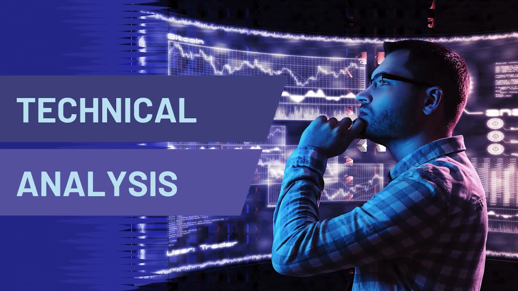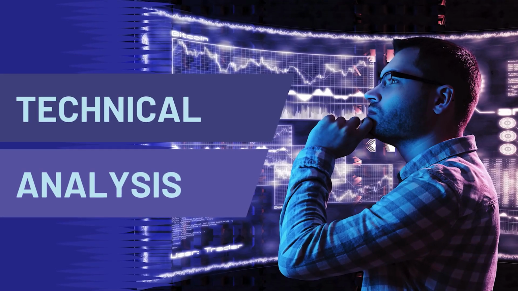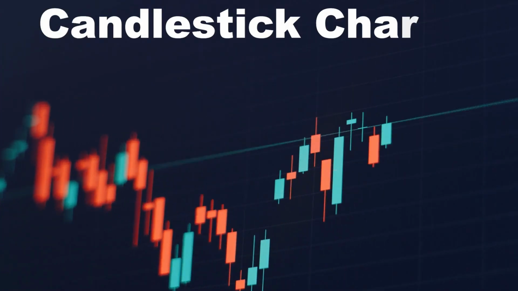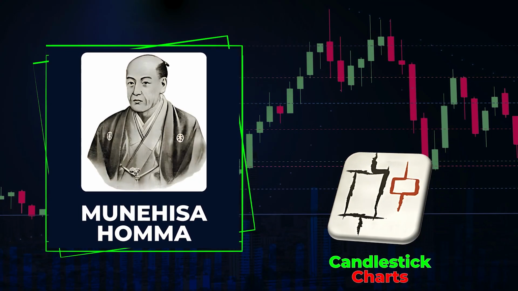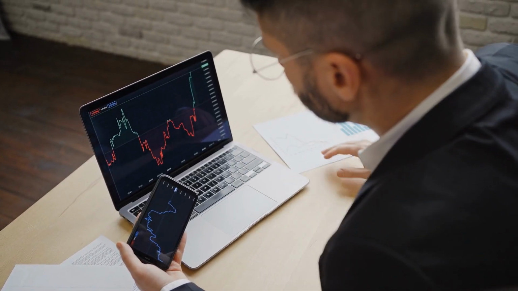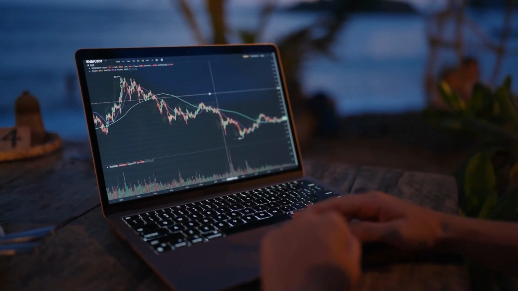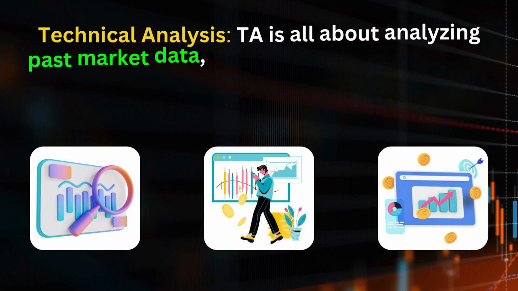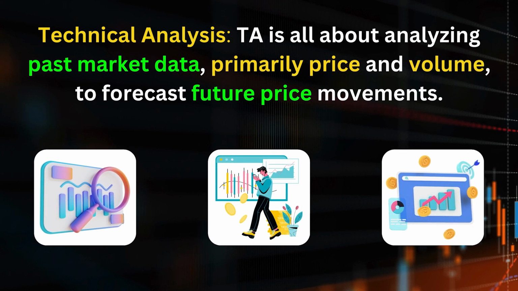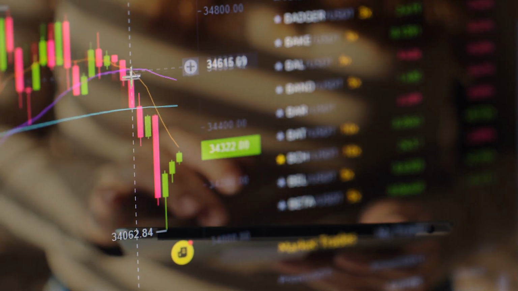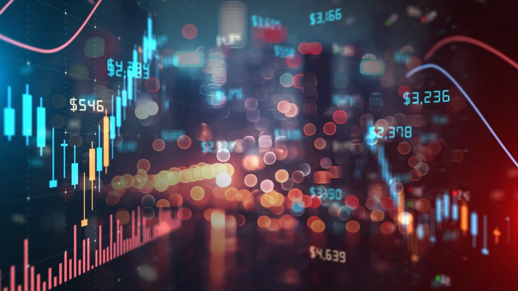Technical analysis, or TA, has been around for hundreds of years. It all started with candlestick charts, which were invented by a Japanese rice trader named Munehisa Homma in the 1700s. These charts helped traders understand market sentiment by showing price movements over time. Imagine trying to read the market's mood swings. Candlestick charts are your guide. TA is all about analyzing past market data, primarily price and volume, to forecast future price movement. It's based on the belief that history tends to repeat itself in the financial markets.